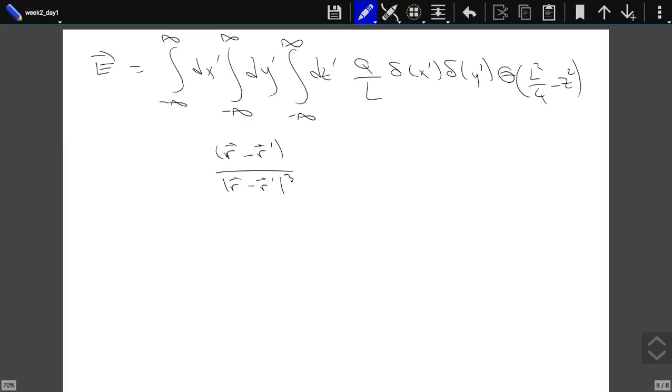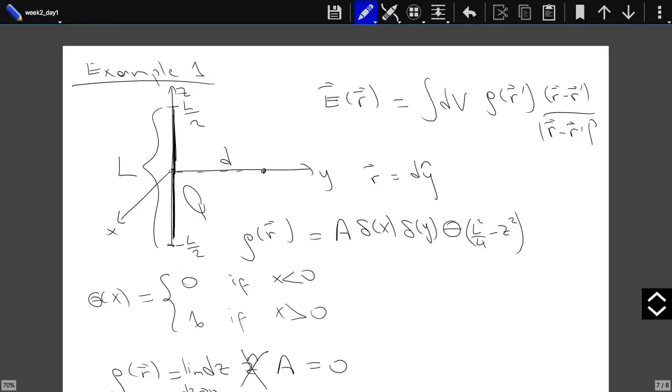Let's do that algebra, at least for this case. Here we have the r prime vector is x prime in the x hat plus y prime in the y hat plus z prime in the z hat. The r vector was d in the y hat. You see here, r vector is d in the y hat. This is not dy hat. d is just the number. It's not the differential of y hat. d is the number multiplied by y hat.